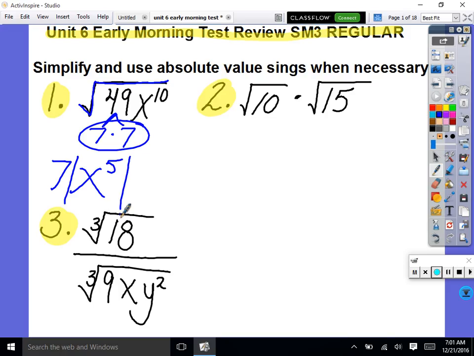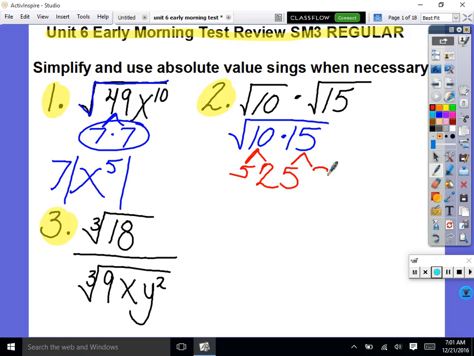Okay, number 2 will be something of this level. So once again, simplify and use absolute value signs when necessary. So we have the square root of 10 times the square root of 15. Since they're both square roots, I'm just going to write the square root of 10 times 15. Now you could actually multiply them together and then break it down, but I'm not going to multiply it together. I'm just going to break it down right here. So 10 breaks down into 5 and 2, 15 breaks down into 5 and 3.